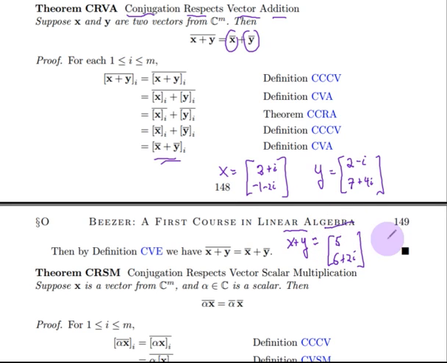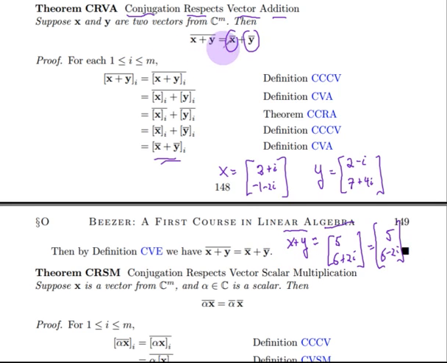If I take the conjugate of this, that's the same thing as 5, and the conjugate of 5 is just 5 because it has no imaginary part. The conjugate of 6 plus 2i is 6 minus 2i. Okay, so I've taken the sum, then I take the complex conjugate.